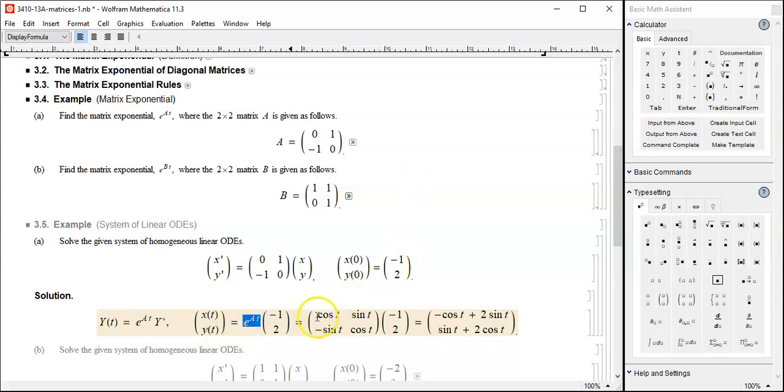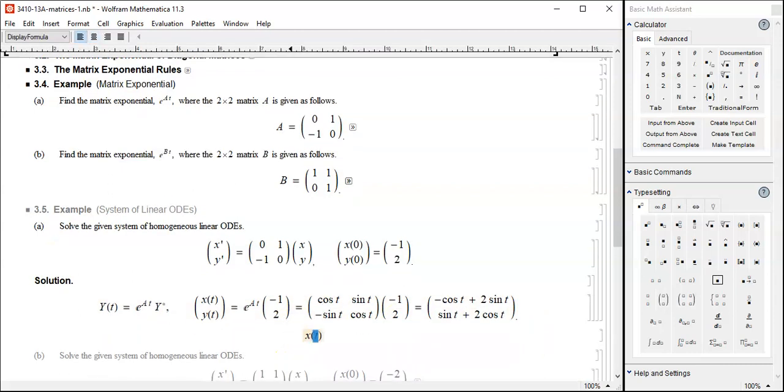Well, that's the e to the at power we calculated in the previous example. So cosine, sine, negative sine, cosine times this initial condition. We end up with this solution. So x of t is negative cosine of t plus 2 sine of t, and y of t is sine of t plus 2 cosine of t.